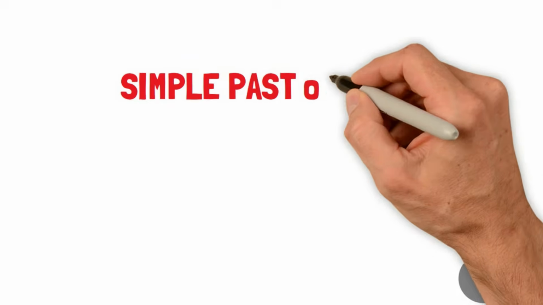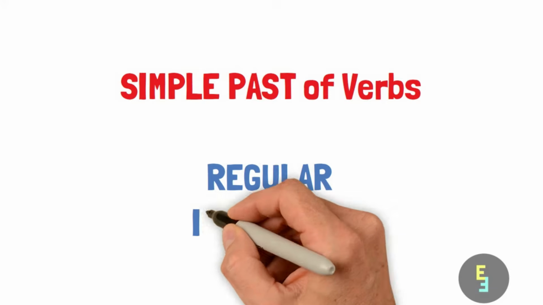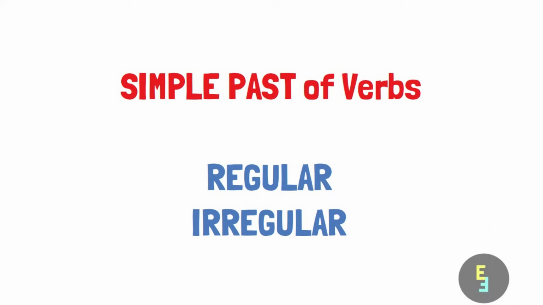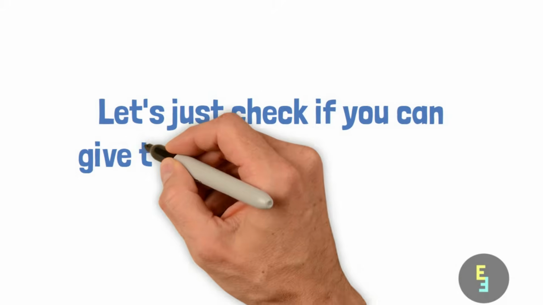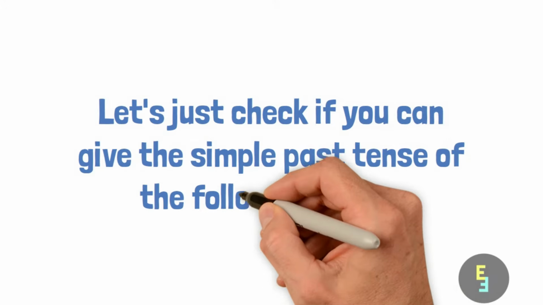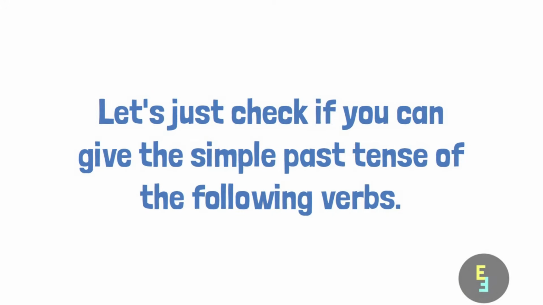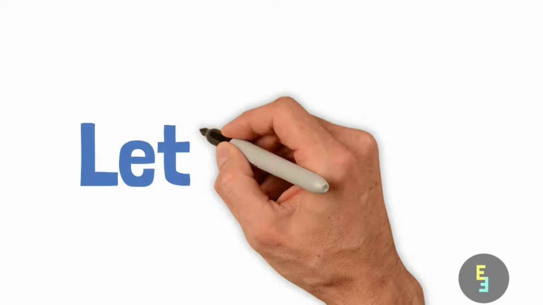In this video, we will talk about the simple past of both regular and irregular verbs. But before anything else, let's try to check how much we already know about this lesson. Try to give the simple past tense of the following verbs. Ready? Let's begin.